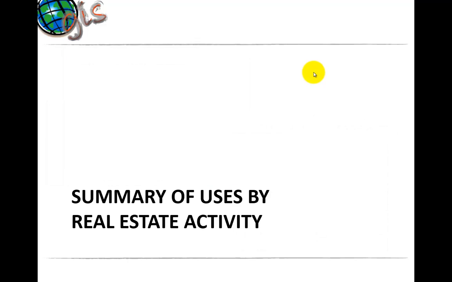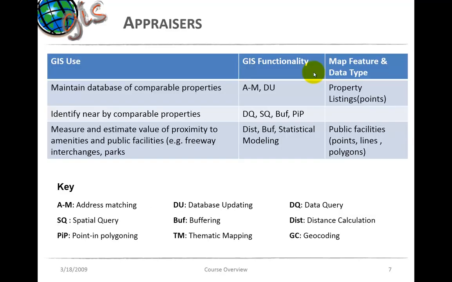So let's talk about real estate specific examples, and look at, by activity, what we can do with GIS and how GIS can help that particular activity in real estate. If you are talking about appraisers, the GIS use would be to maintain the database of comparable properties, identify what is near these comparable properties, and then measure and estimate the value of proximity to amenities and public facilities. Everybody has to do this, so GIS can help you.